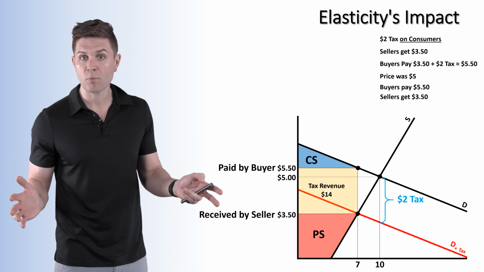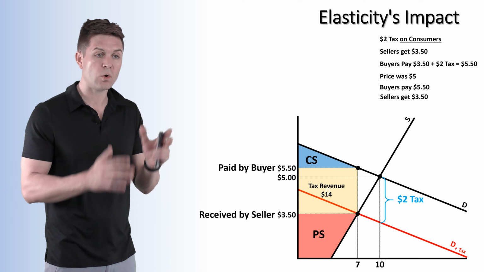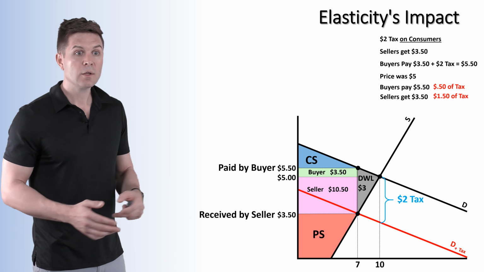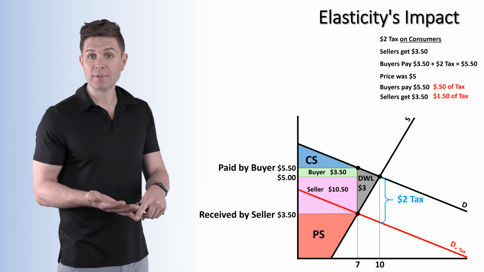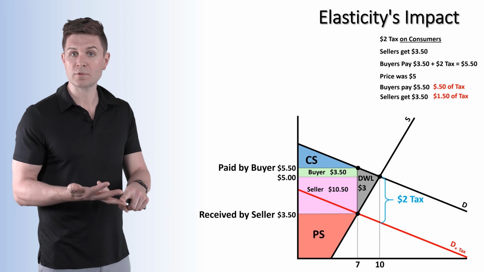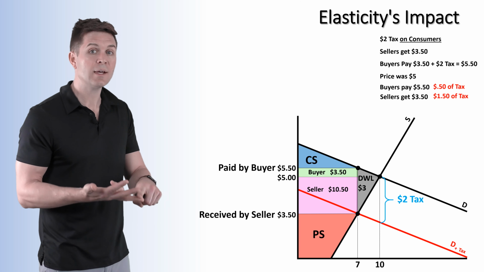We have a tax revenue of $14 here, 7 units sold at $2 per unit. Deadweight loss is going to be 3. So the buyers are going to pay 50 cents out of each unit of tax. The sellers are going to spend $1.50 on the tax out of each unit.